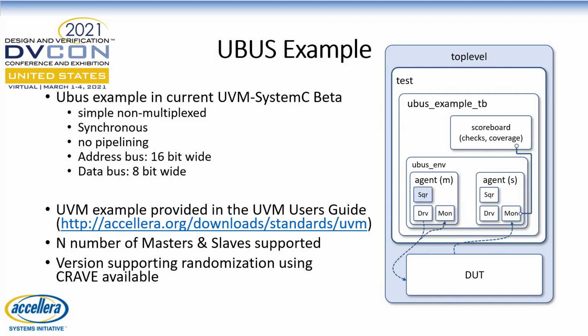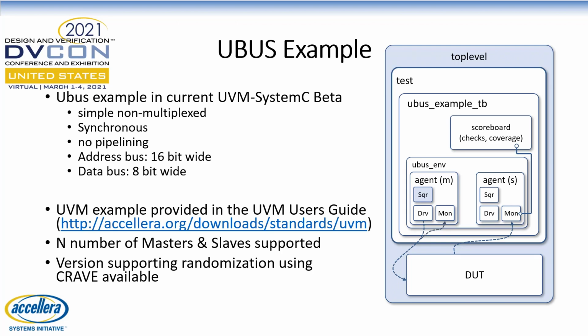So let's take a look at how CRAVE can be combined with UVM-SystemC. Therefore, we worked on porting the famous UBus example from the SystemVerilog examples over to UVM for SystemC. UVM for SystemC ships in beta 3 a version of the UBus example, and what we have added, as a kind of beta or outlook version, is randomization using CRAVE.